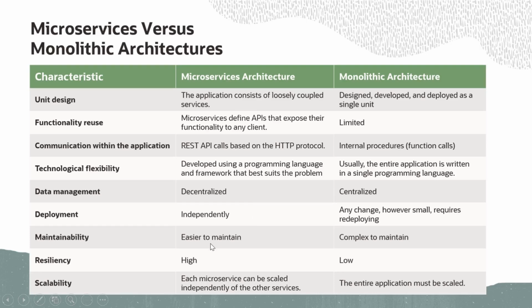Which is also why maintainability is easier in microservices architecture, as you are managing small pieces of code at a time. Whereas in monolithic architecture, it's very complex to maintain the entire piece of code. Talking about resiliency and fault tolerance, microservices architectures show high resilience, whereas monolithic architecture shows low resilience. And at the end, talking about scalability, you can easily scale each microservice independently of the other services, whereas in monolithic architecture, you must scale the entire application.